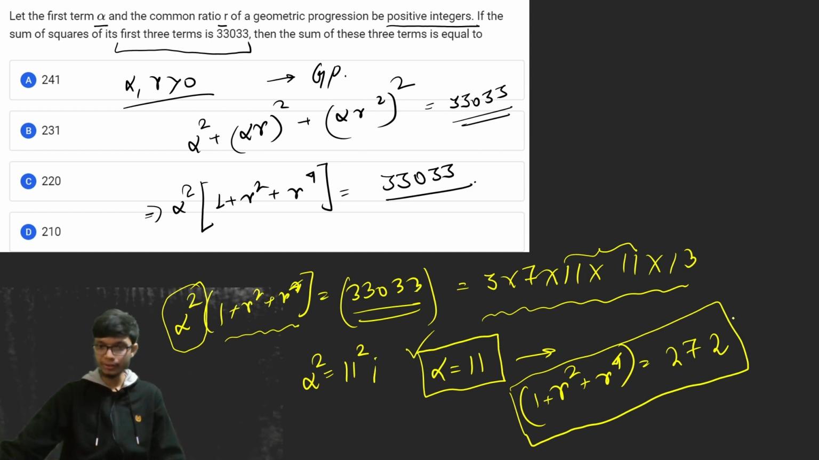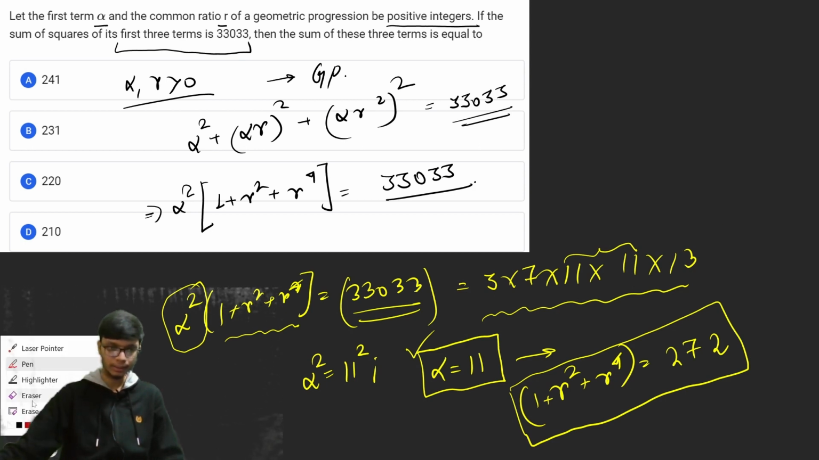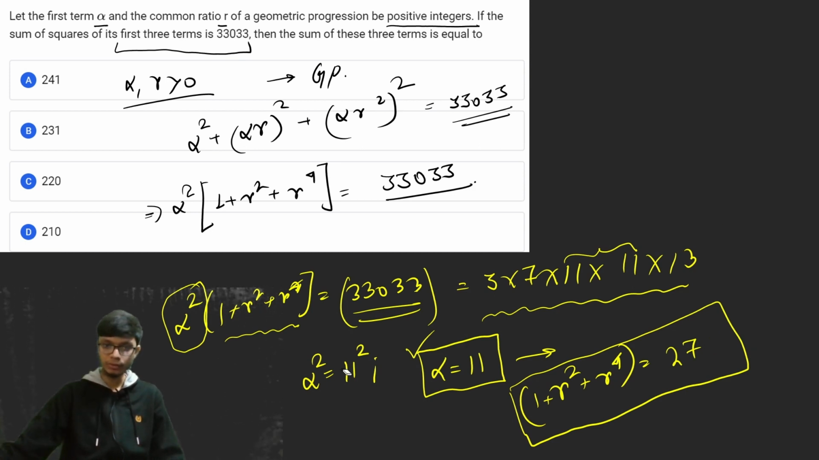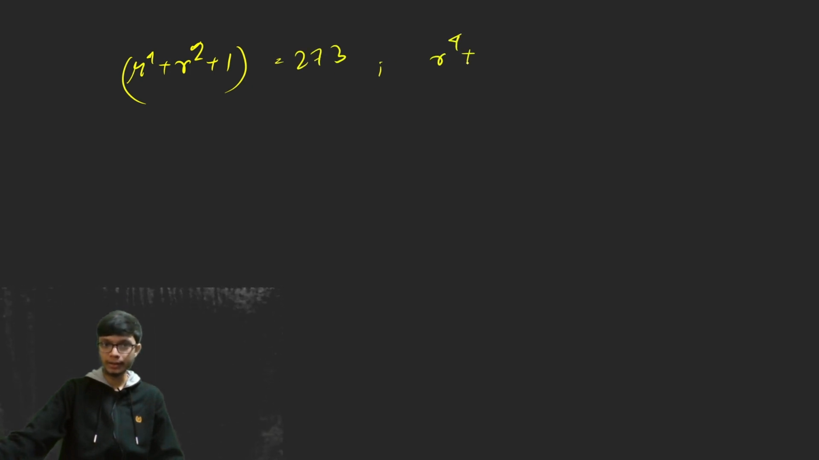Sorry, 273. Very sorry. So this value will be equal to 273. From here I got a biquadratic equation, that is r raised to the power 4 plus r square plus 1 is equal to 273. So from here the equation will be r to the power 4 plus r square plus 272 is equal to 0.